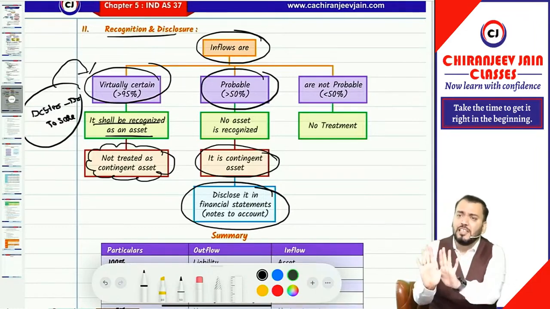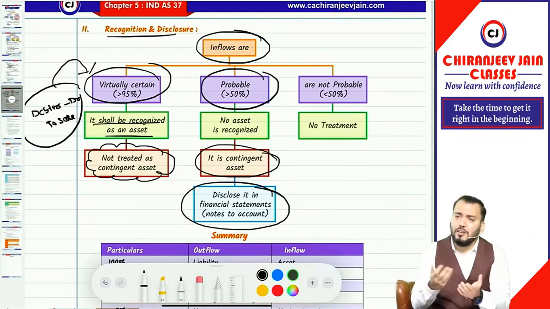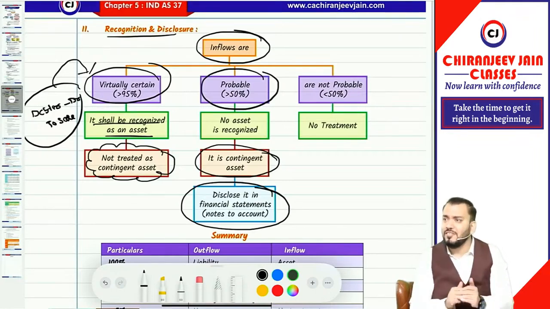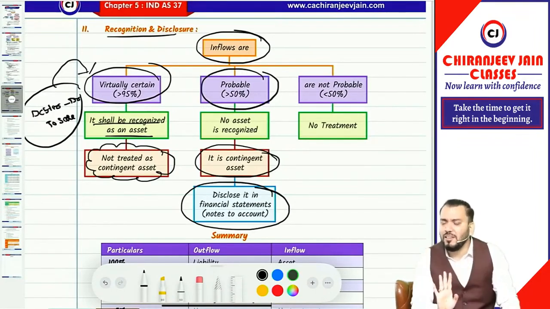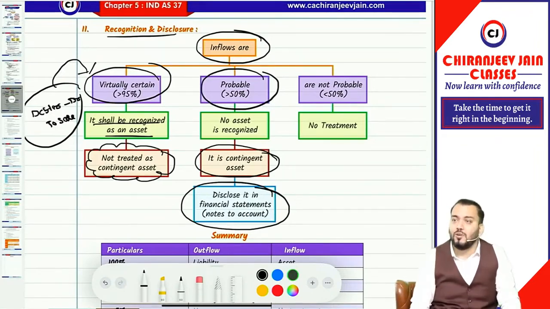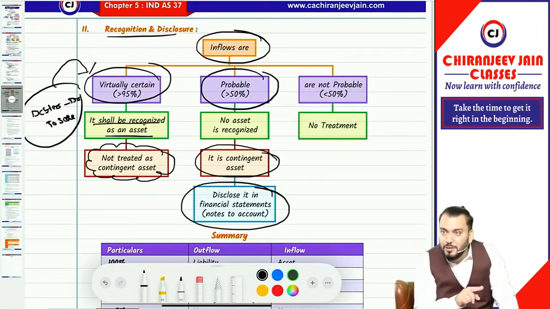When I say AS or Ind AS, they apply to what? Financial statements. So why are you disclosing in the director's report? If you want to disclose, where? In notes to accounts, or don't disclose. So that was wrong, and it is corrected in Ind AS. Whatever disclosure you want to give is in notes to accounts only. That is the difference between AS 29 and Ind AS 37.